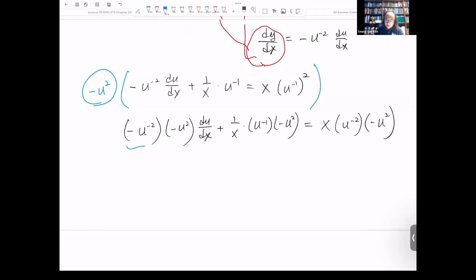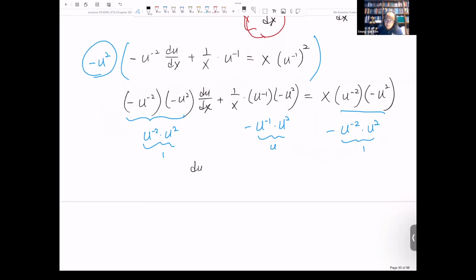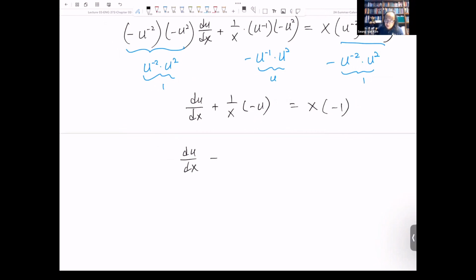Now we multiply these together. Negative negative is a positive. u to the negative 2 times u squared is going to be 1. From here, u to the negative 1 and u squared, so we'll have a u. From here, we have u to the negative 2 and u squared, so this is 1, this is 1, this is u. Therefore, we have du over dx plus 1 over x times negative u equals x, so negative du over dx minus 1 over x u equals negative x.